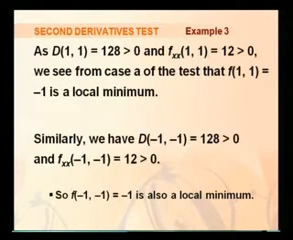Similarly, if we discuss the third critical point, which is (-1, -1), then D(-1, -1) is also equal to 128, which is greater than 0, and the value of fxx is also equal to 12, same as the point (1, 1), greater than 0. So f(-1, -1) equal to minus 1 is the local minimum value again for the third critical point.